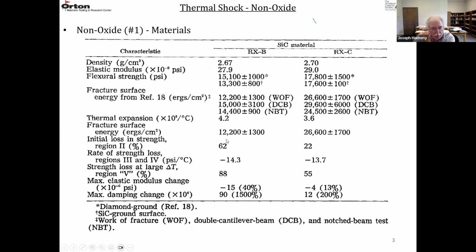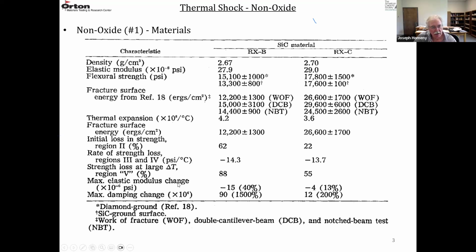So they looked at the loss in strength at different delta T's in different regions. So the initial loss in strength, region 2, this one was 62%. This one was only 22%. And then the rate of strength loss in the regions 3 and 4, minus 13 and that's minus 14. That's PSI per degrees C, and this one's minus 13. So they're quite similar. The strength loss in what they call region 5 at a very high delta T was 88 and then 55.